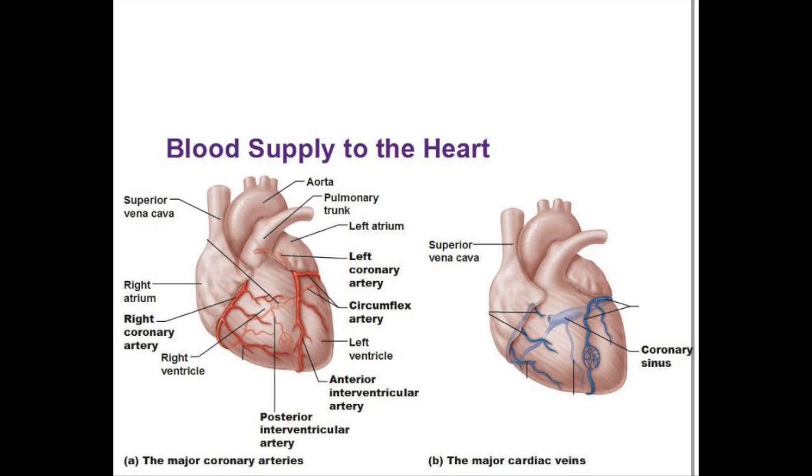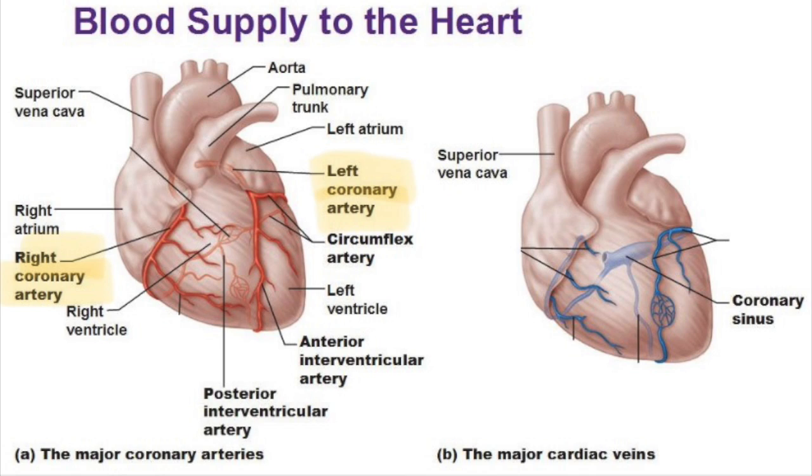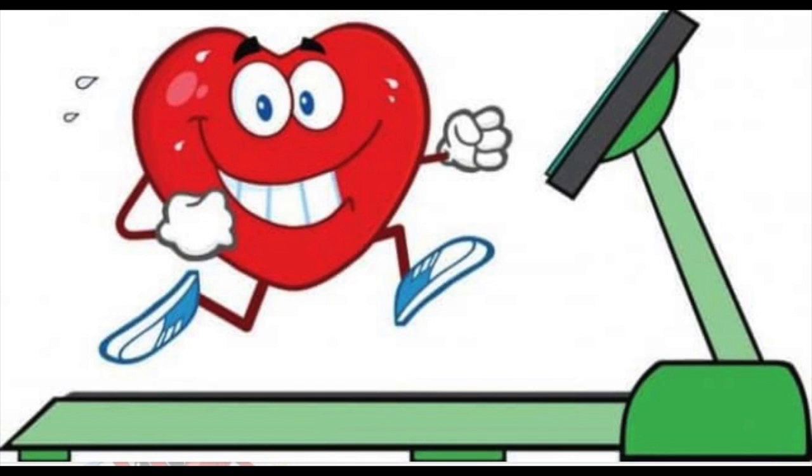Branching from the aorta, the right and left coronary arteries are responsible for delivering blood to the heart. Blood supply to the heart depends on changes in oxygen demands. During exercise, the oxygen demands are very high and the blood supply to the heart is increased primarily through an increase in dilation of the coronary blood vessels.